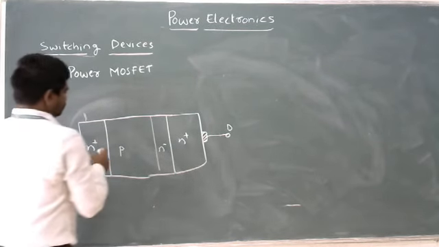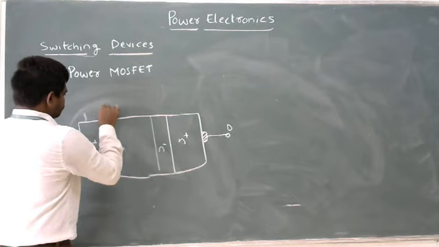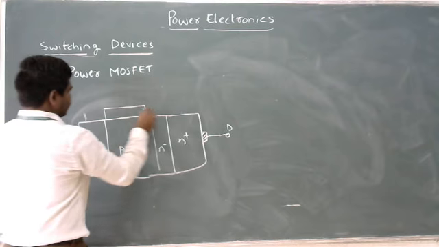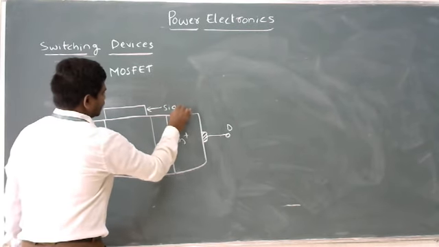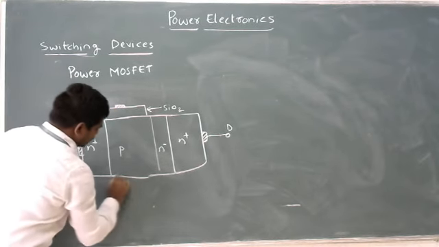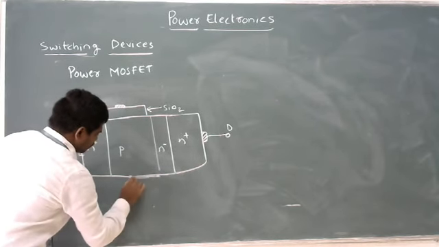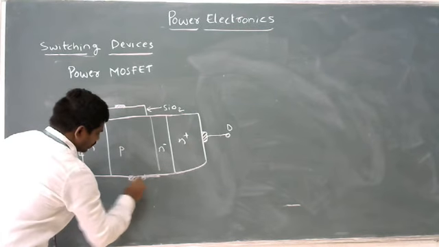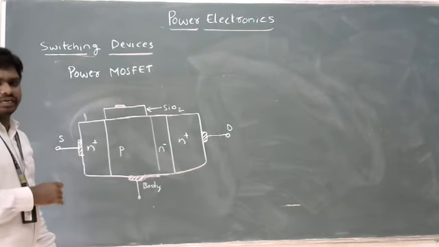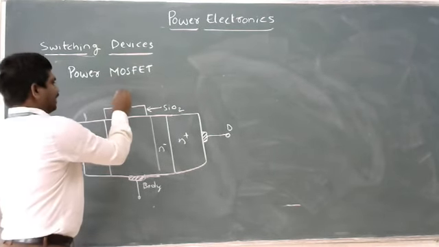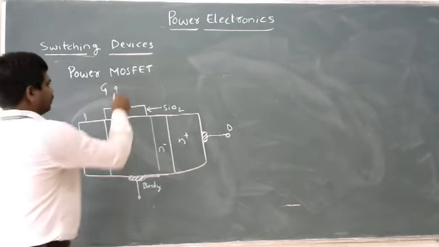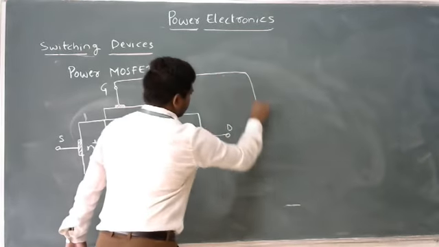Next, this is the silicon dioxide material. Silicon dioxide. This is my gate terminal. And as I said, it is a P type body. So body terminal. So what I am doing is I am going to connect this gate terminal to the body. Gate terminal to the body.